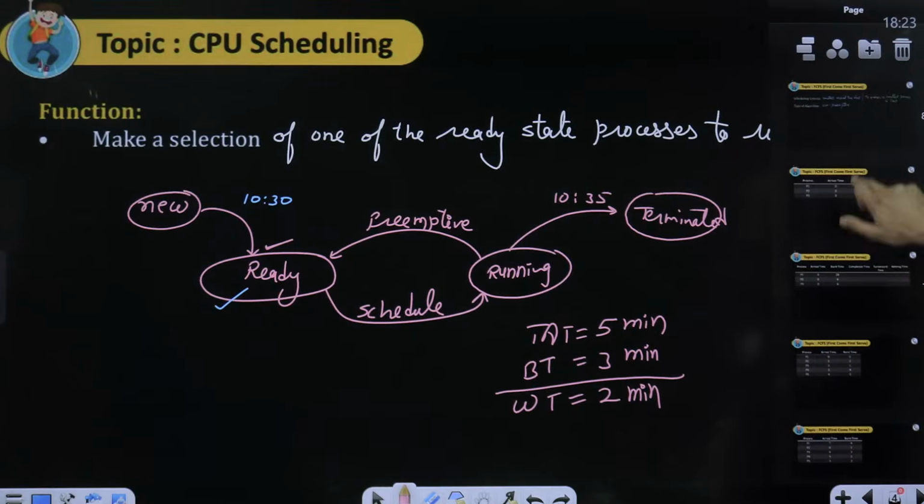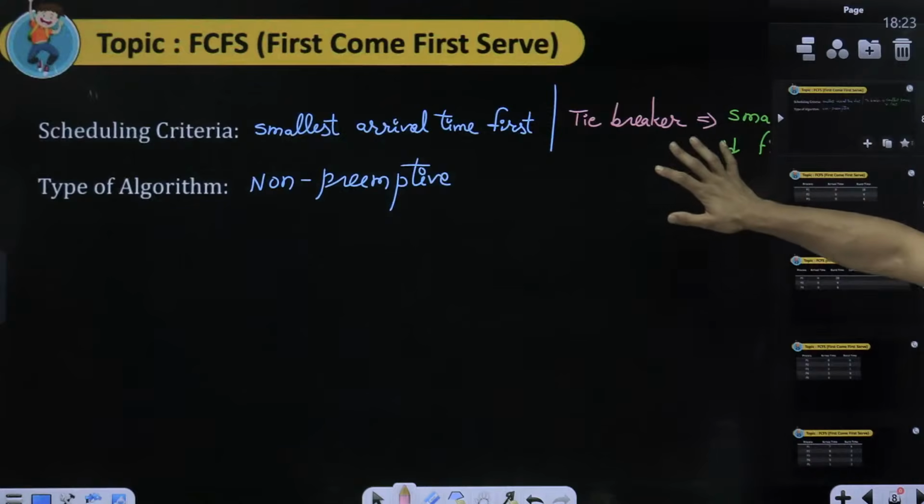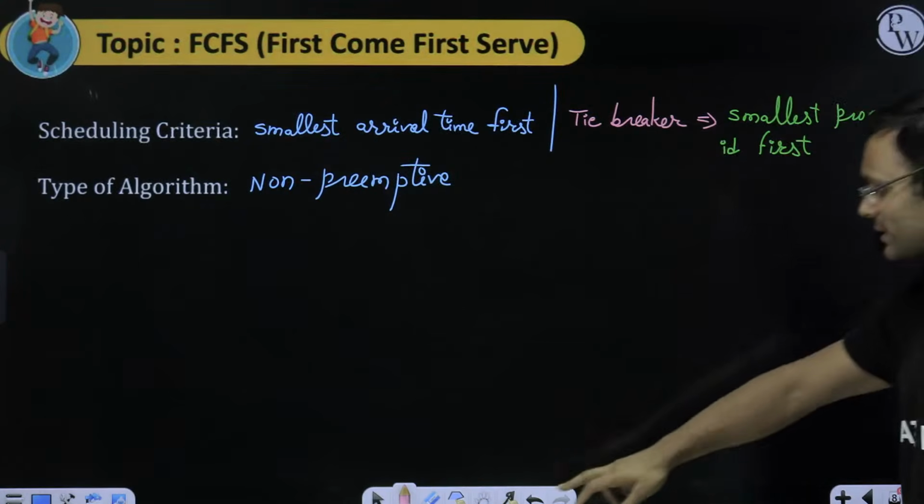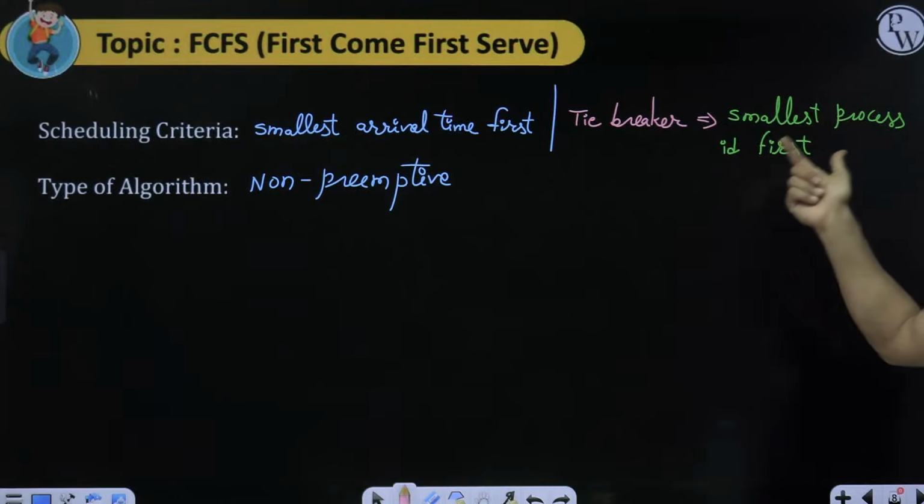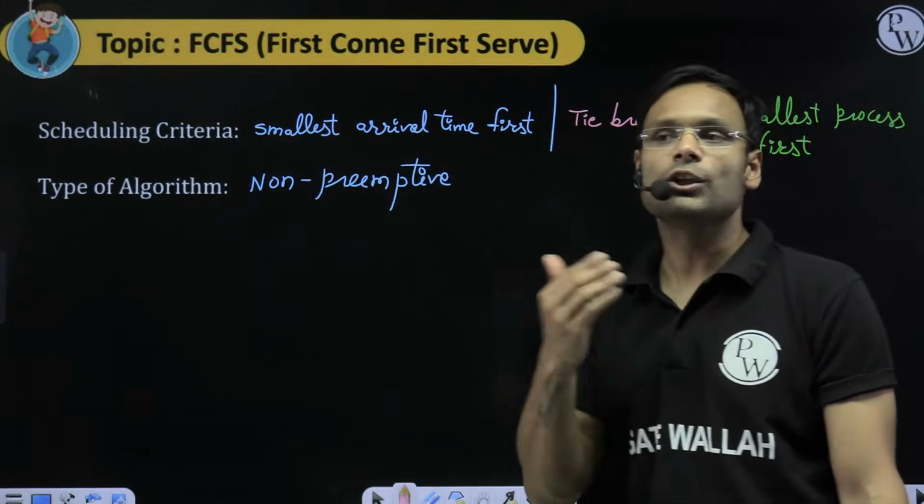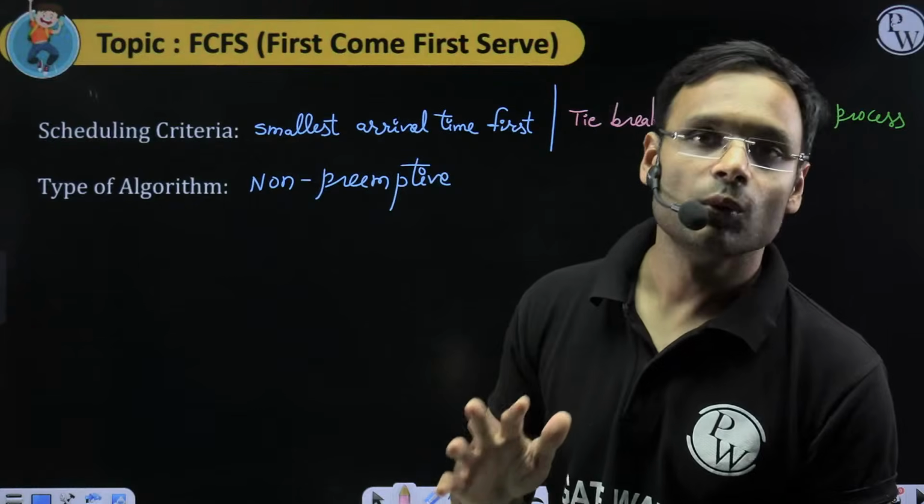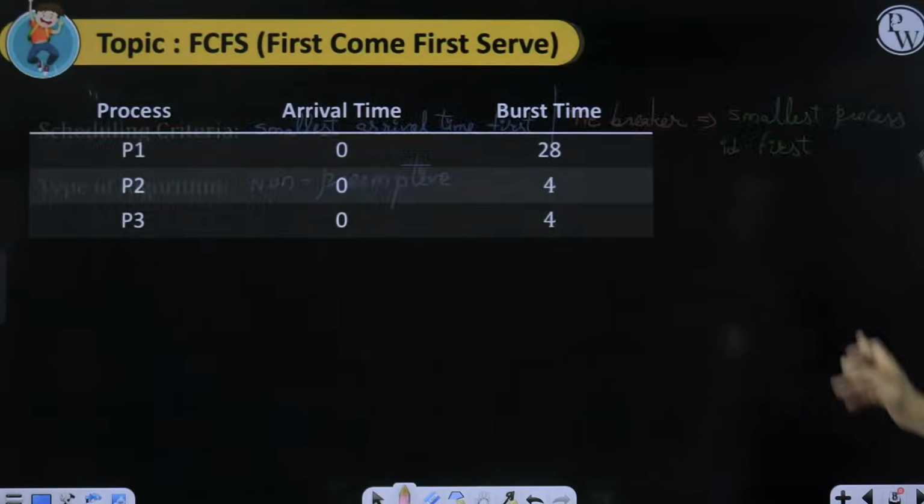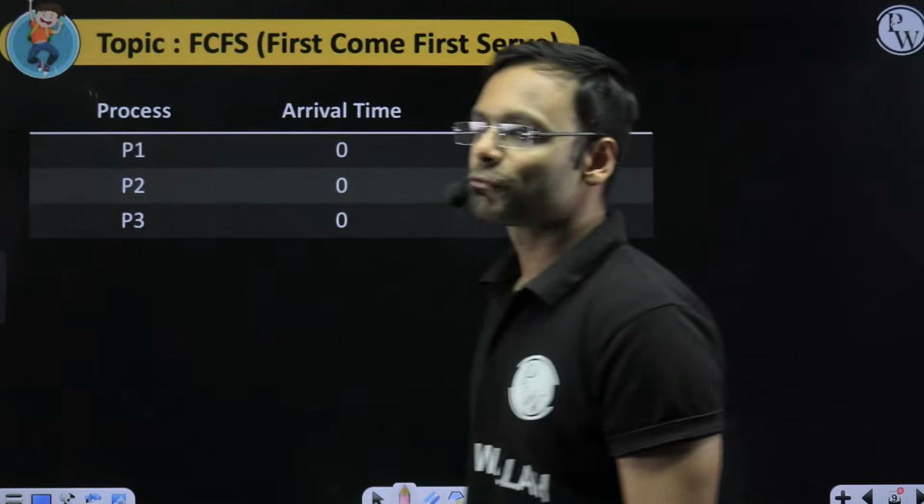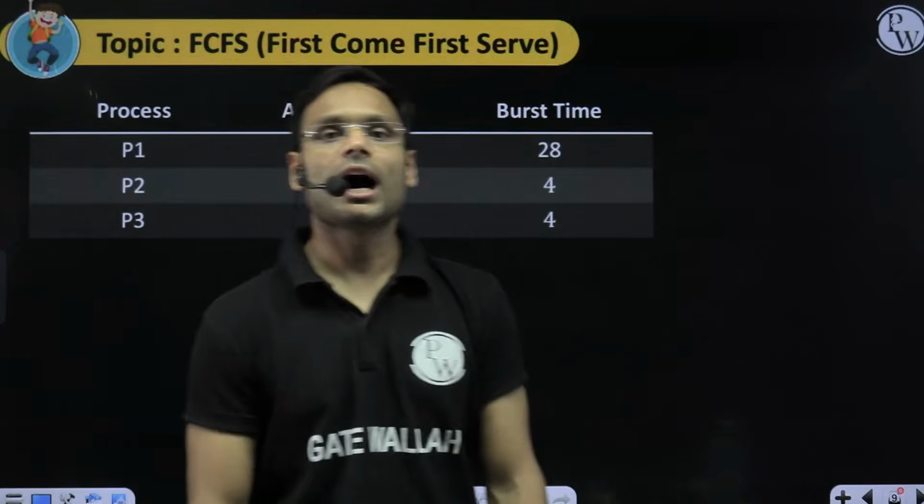let's start the first algorithm. FCFS, I explained: smallest arrival time first, but if two processes are having equal arrival time, then smallest process ID first. Every process will have a unique ID. There is no tie over there. Okay.